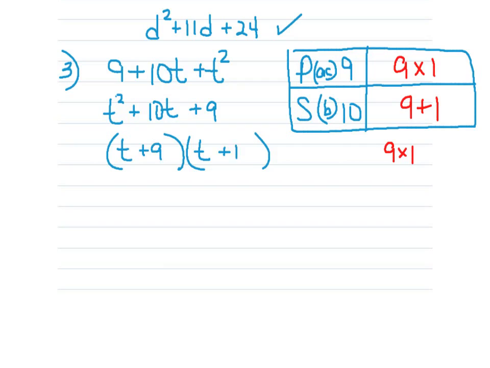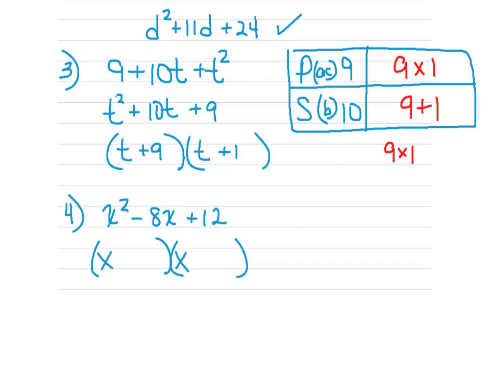Okay, number 4. X squared minus 8x plus 12. Okay, so here it's already in standard form. There's no GCF. I can't use grouping. Product and sum is the only technique I can use. So I have 2 parentheses. It will result in 2 binomials. I've got x here and I've got x there.